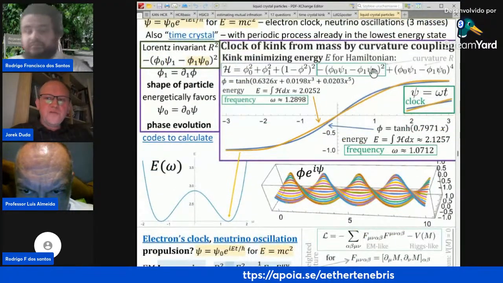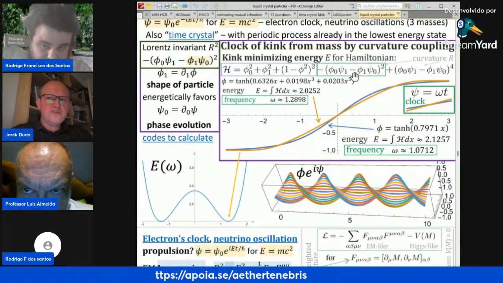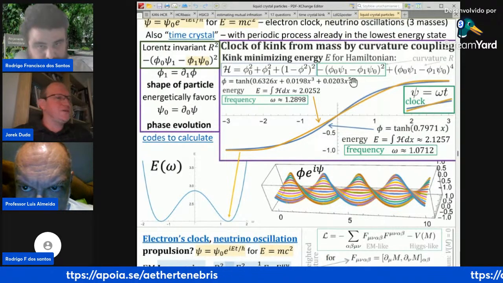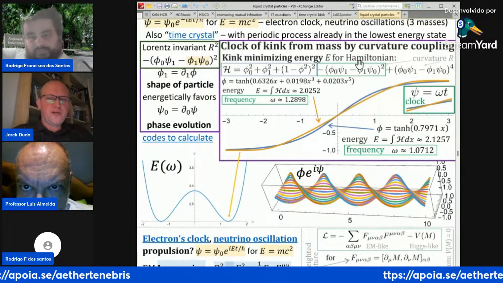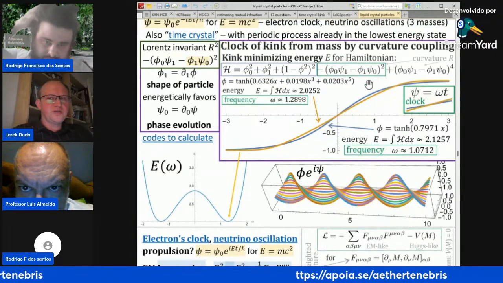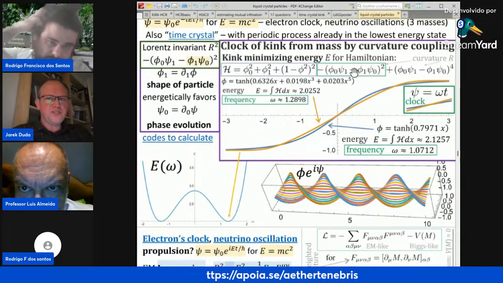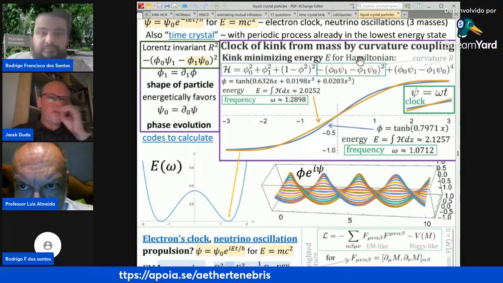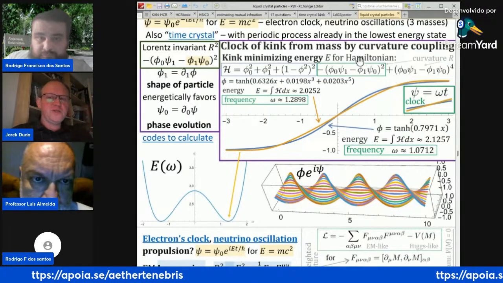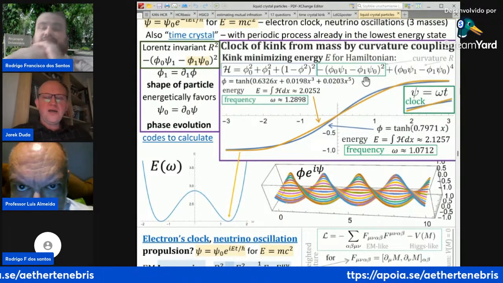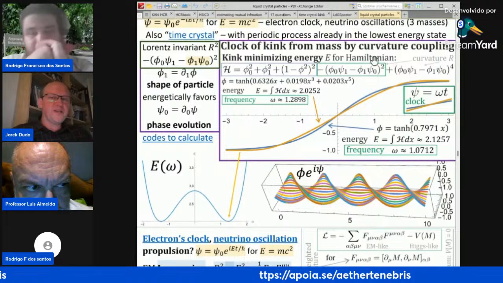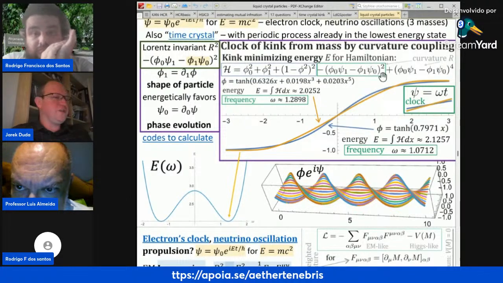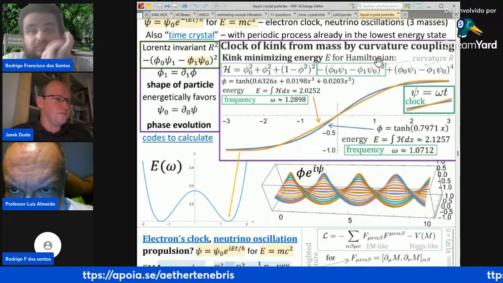Now we have this quantum phase, this psi, and phi as our field, the shape of the particle, you can say. These are the derivatives. Here are the spatial derivatives. So if you have a particle, this spatial derivative is non-zero, and now it brings an energetic preference for a non-zero temporal derivative for this quantum phase.